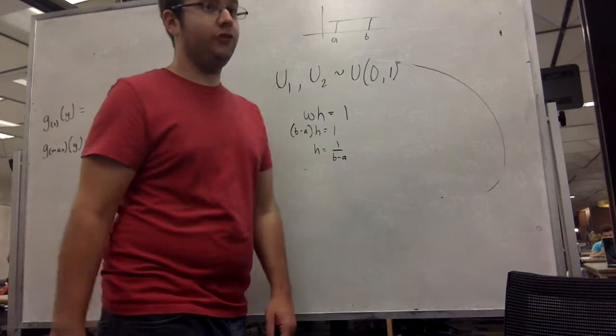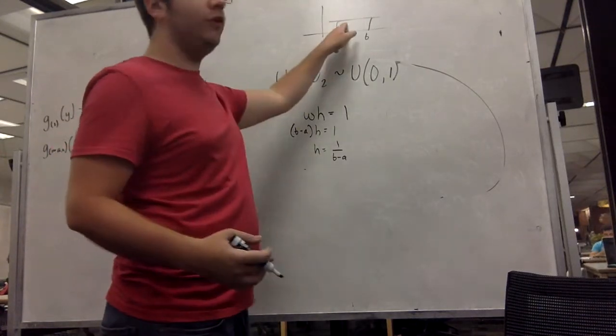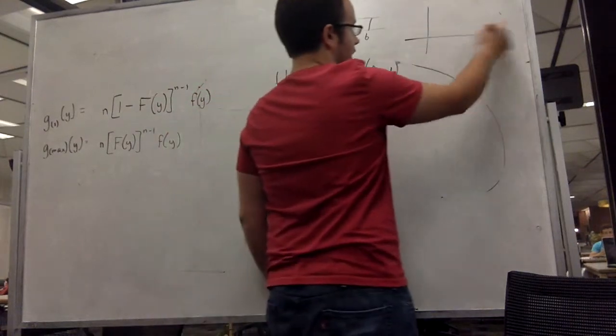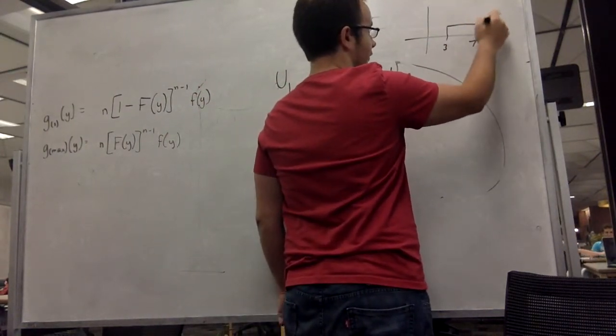In this case, yes, you're right. It's 1, but I thought you were saying 1 because it's always 1. The height is not always 1. It depends. If you're looking at the interval uniformly distributed over the interval from 3 to 7, then this rectangle will have a height of 1/4.